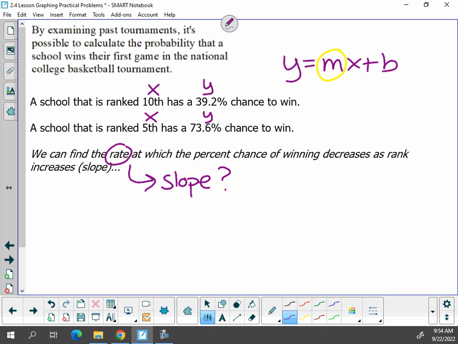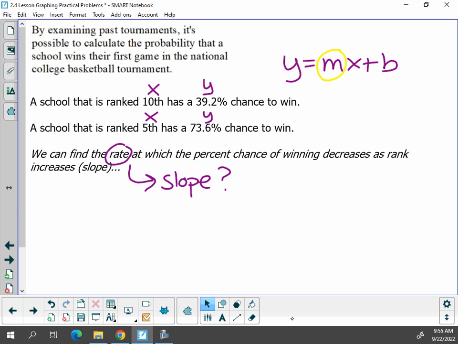And so this is a lot of information that could maybe be scary or confusing, but what we're really just doing is a slope problem. So we have two x's and two y's, and so we can find the slope of this line, which will give us a rate that we're decreasing as our rank increases.